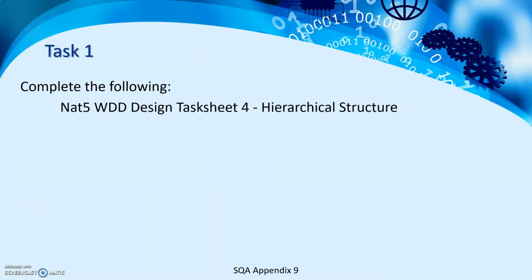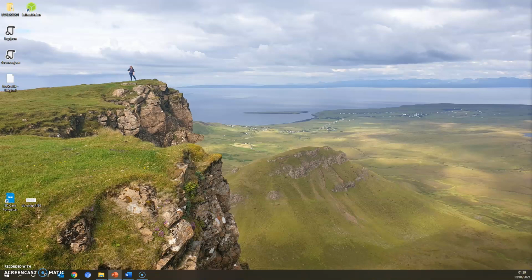Your first task, therefore, is to go away and, well, whenever you want, do the National 5 design task sheet 4, all about hierarchical structures. So I'll just show you what that looks like. Find it.